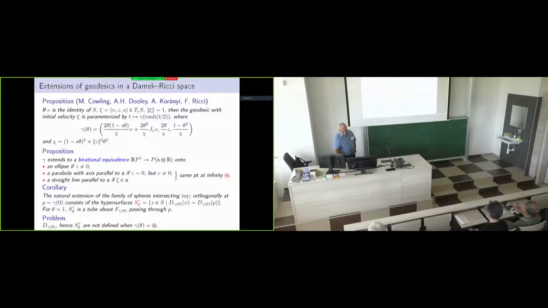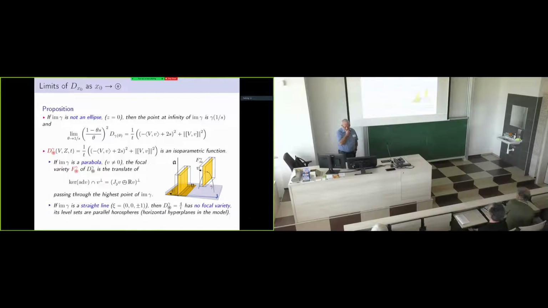But when gamma extends to a parabola or to a straight line, there will be one case when gamma theta is a point at infinity, and for that case this surface d gamma theta is not defined. So somehow we get almost the full family we were hunting for in all cases, but in the parabola and straight line cases, there could be one missing surface, which we want to determine in the next slide.